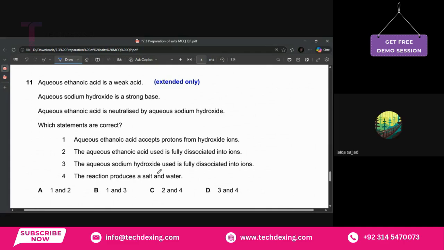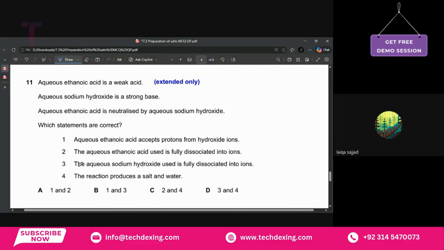The first statement is aqueous ethanoic acid accepts protons from hydroxide ions. Is it correct or not? No. Reason? It is a proton donor. Yes, very good. Because acids donate protons, they don't accept them. So the first one is not correct.